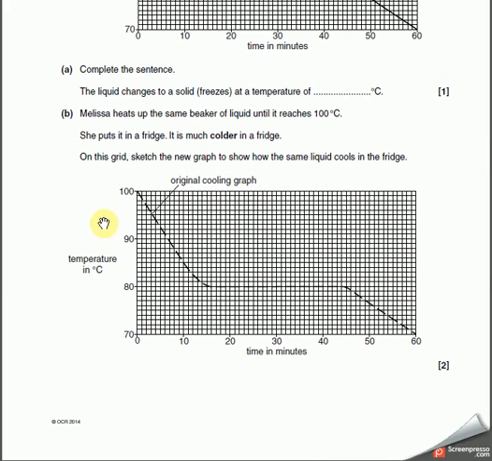Well, it's in a cooler condition, so it's going to cool down quicker, isn't it? So all you do is make this line steeper, but it would still go flat at 80 degrees. So all you're really looking for is another sketch. That's the original cooling curve, and you draw one with a steeper line, and it would go flat.